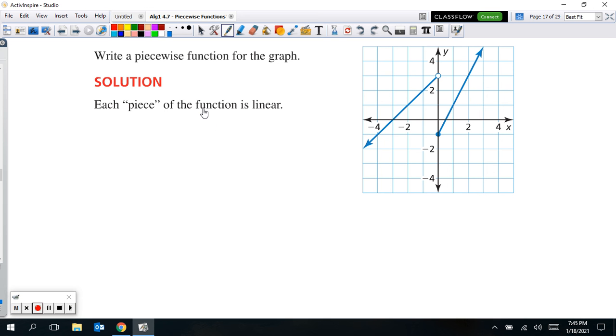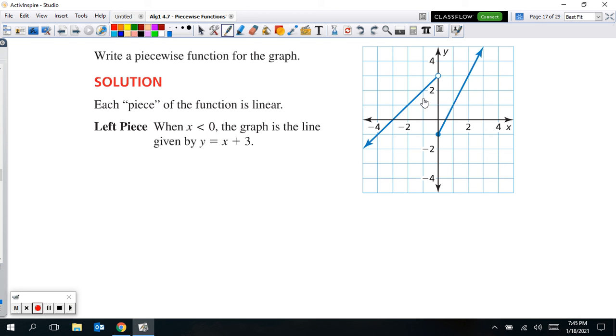So the first thing is, for each piece, the function is linear. So you can see our two linear functions, y equals mx plus b kind of equations. For the first piece, the left piece, this one here, this is when x is less than 0. You can see the hole there is on the y-axis, which means x is 0 at that point. And it's not equal to, so it's just x is less than 0. That's going to be the domain for this one.